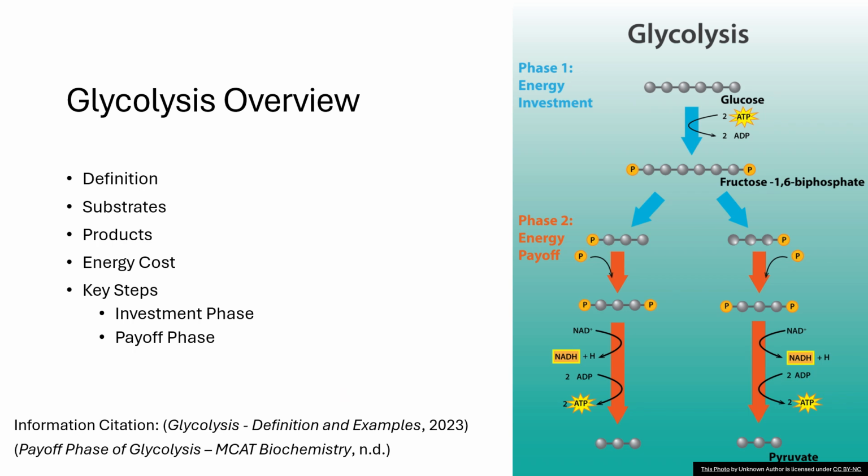Step 4 is the dehydration of 2-phosphoglycerate, or the removal of water, to form phosphoenolpyruvate. The enzyme used during this reaction is enolase. Step 5 involves the transfer of a phosphate group from phosphoenolpyruvate to adenosine diphosphate, or ADP. This forms pyruvate and ATP. This step, once again, is a substrate level phosphorylation and is catalyzed by pyruvate kinase. This step is irreversible in glycolysis.